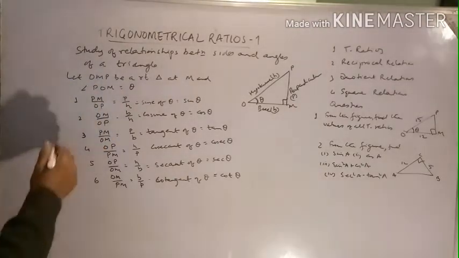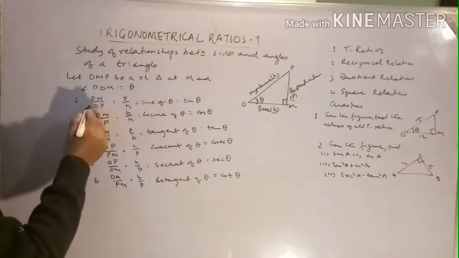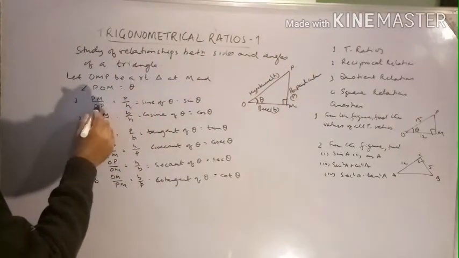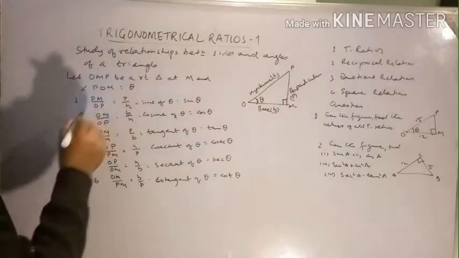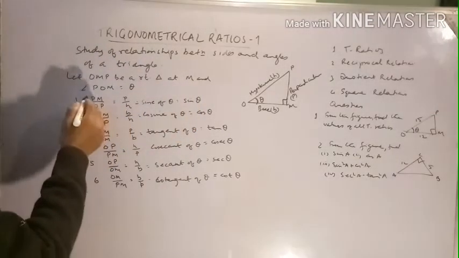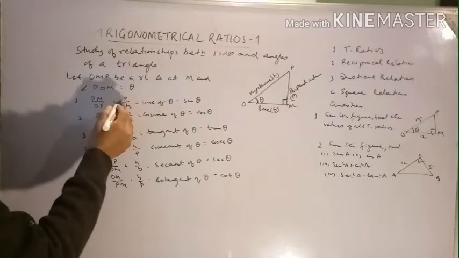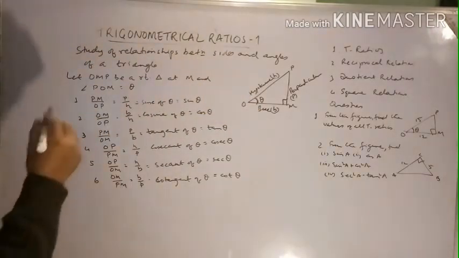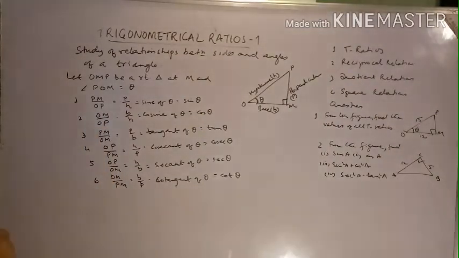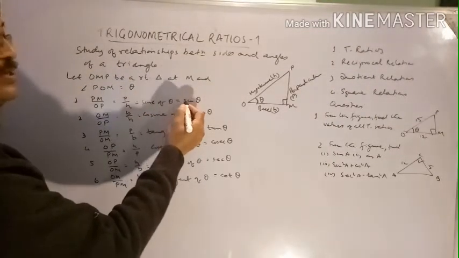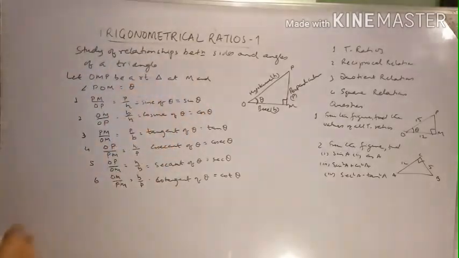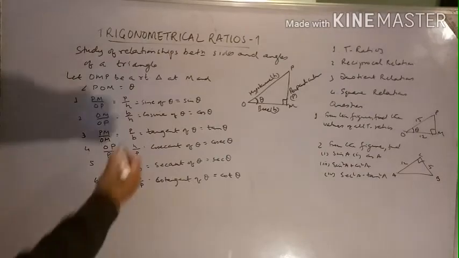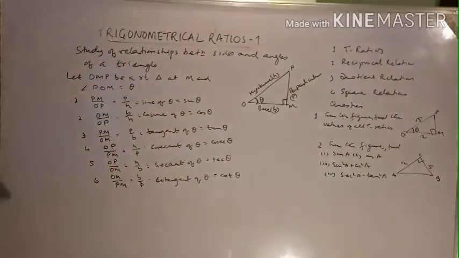Let's take the first one, the ratio of two sides, PM by OP. PM is perpendicular, P, and OP is hypotenuse, H. This ratio of perpendicular to hypotenuse is called sine of the angle of reference theta. In short we read this as sine theta, and we write sin theta.